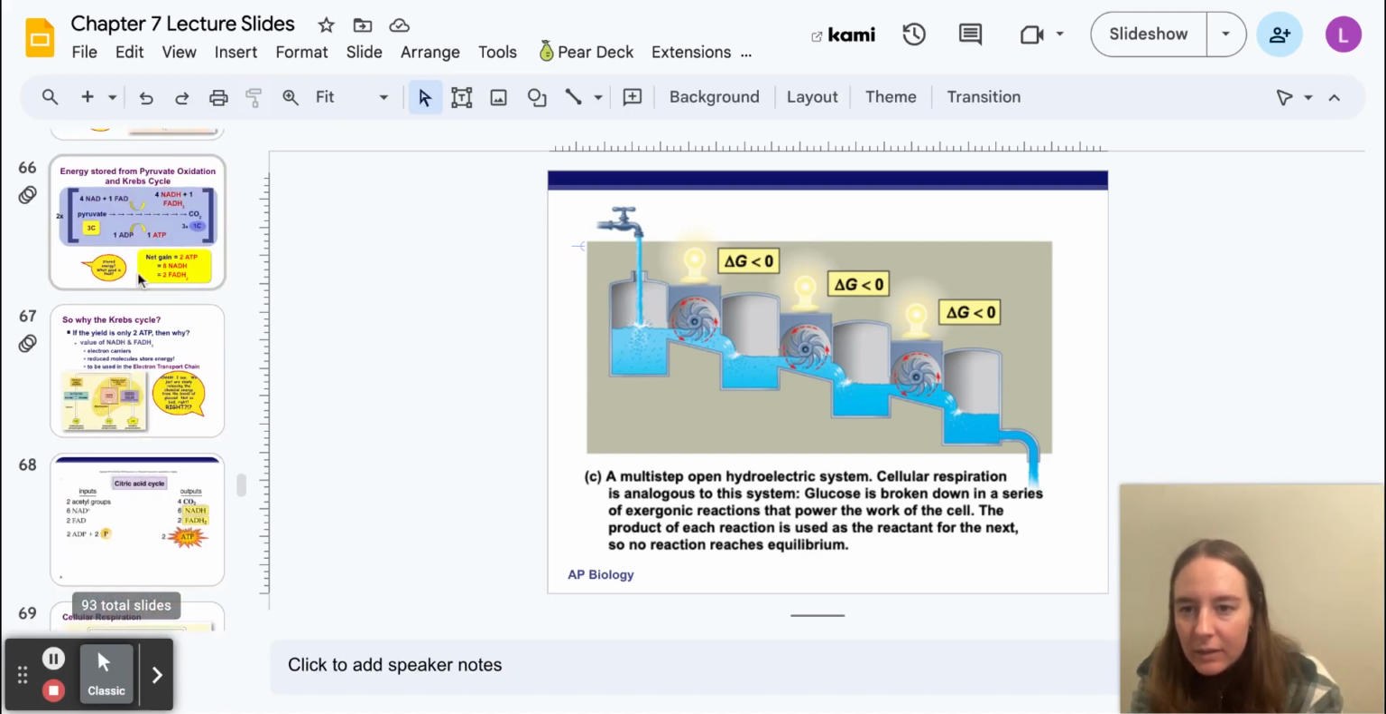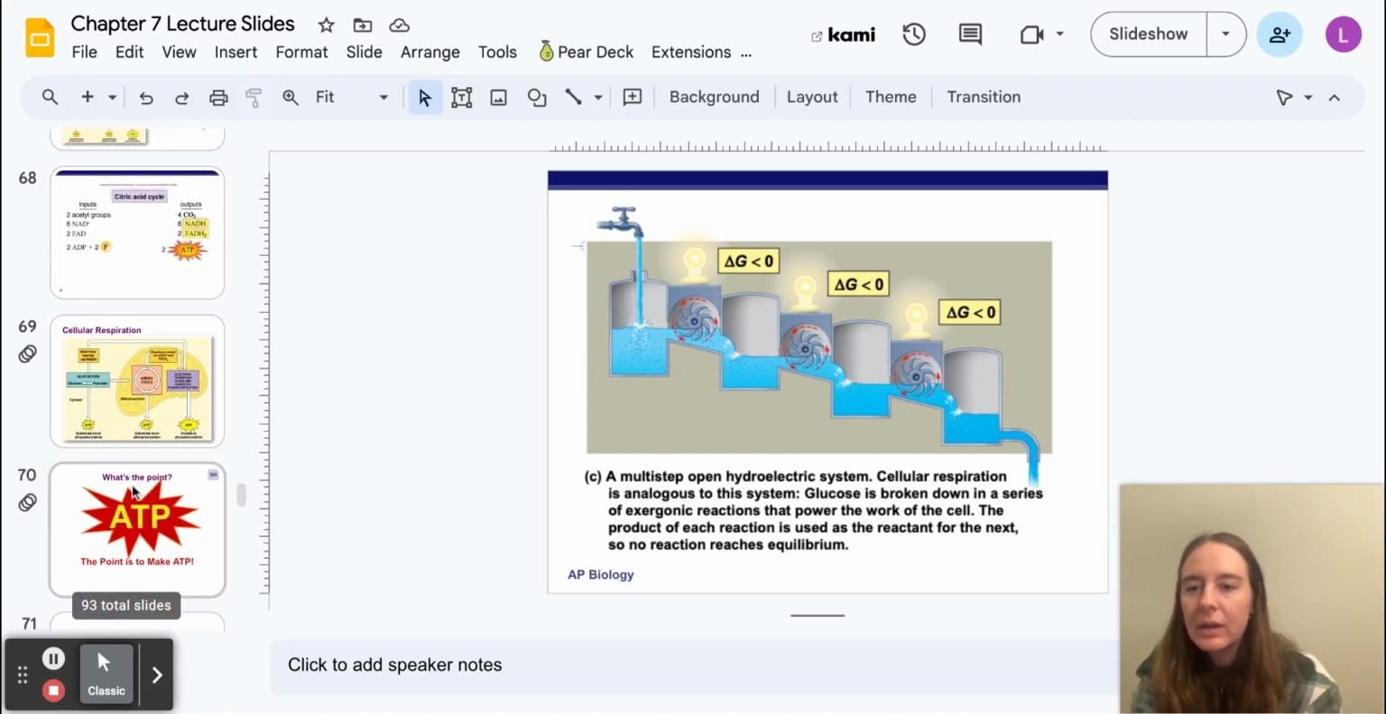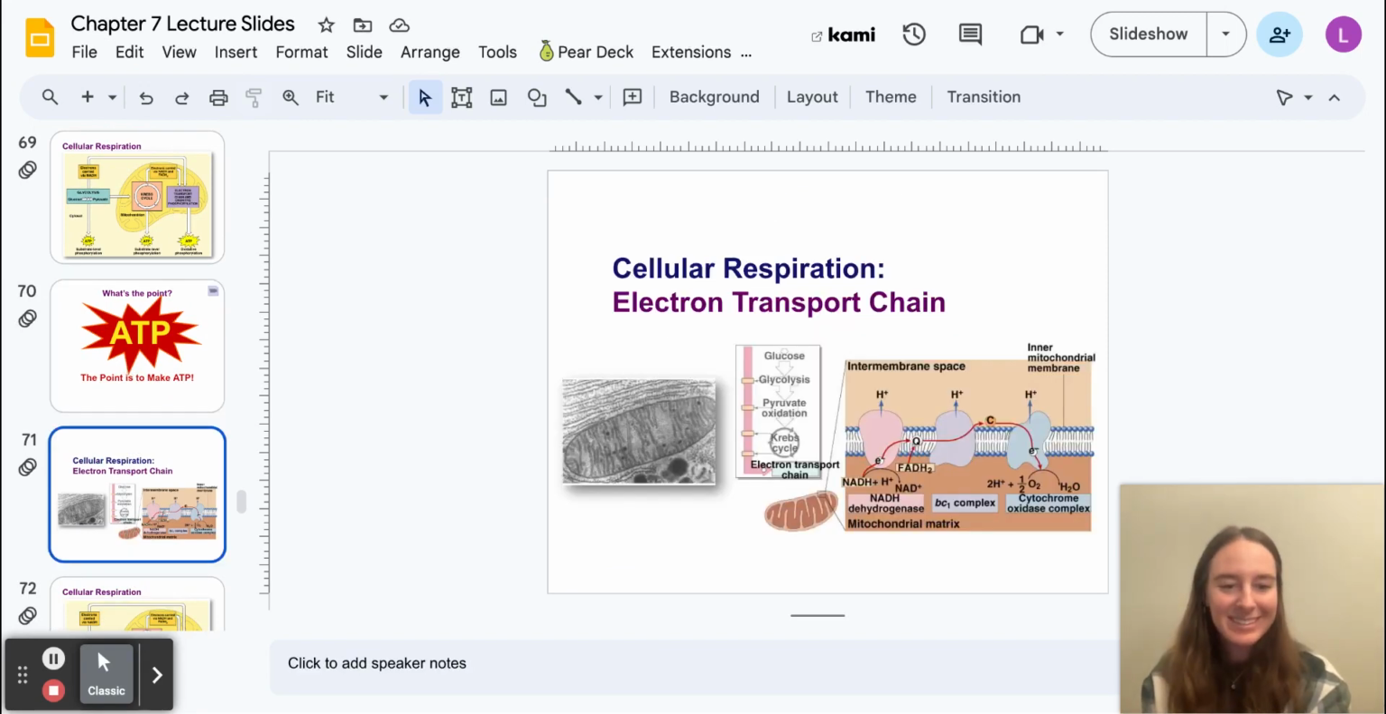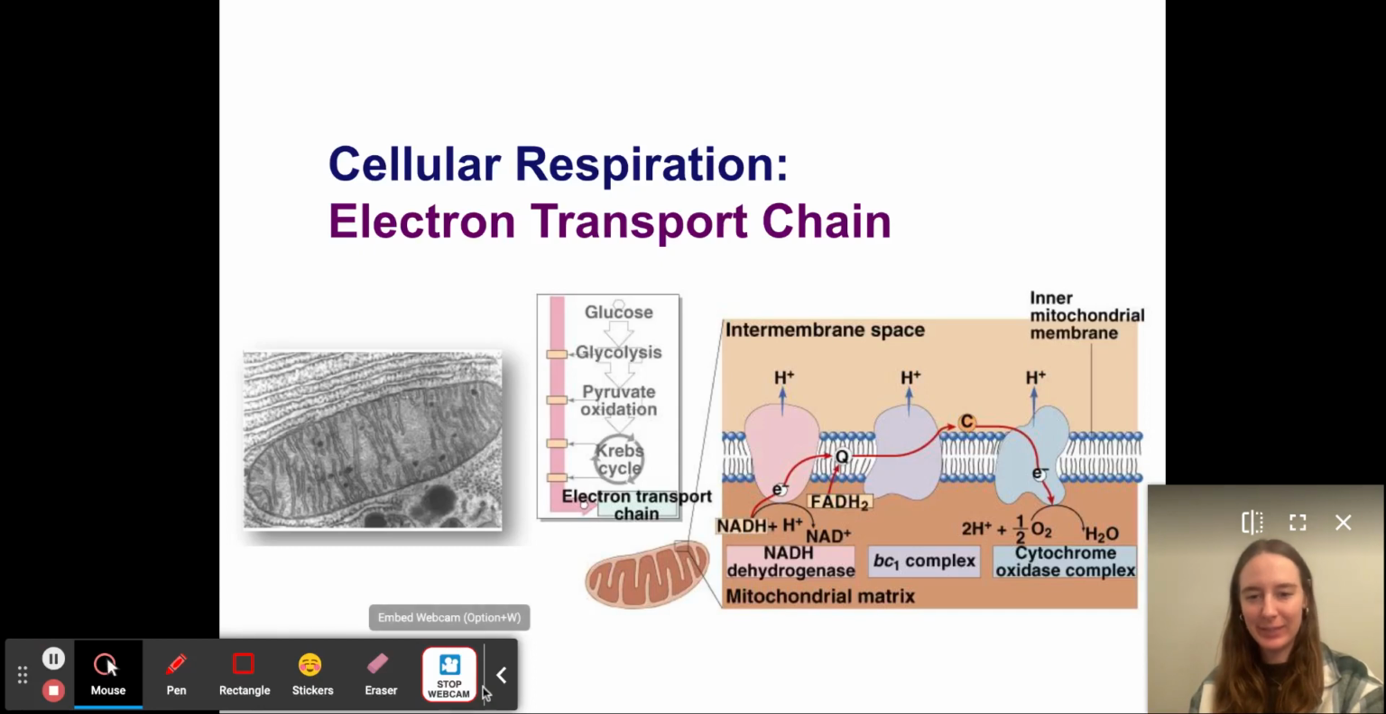Okay, I think that's it for now. And the whole point is to make ATP. All right, so then we're going to move on now to the last piece. This is our final step. We've made it, the electron transport chain. Okay, so what is the electron transport chain?